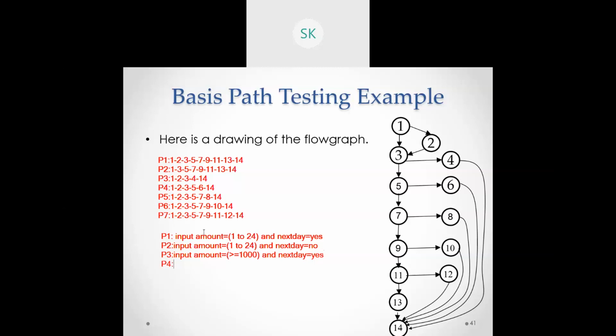3 to 5, right? So for 3 to 5, the input amount should be taken into consideration from the range greater than or equal to 200 to 999, any value. And I have chosen this next day equal to yes.